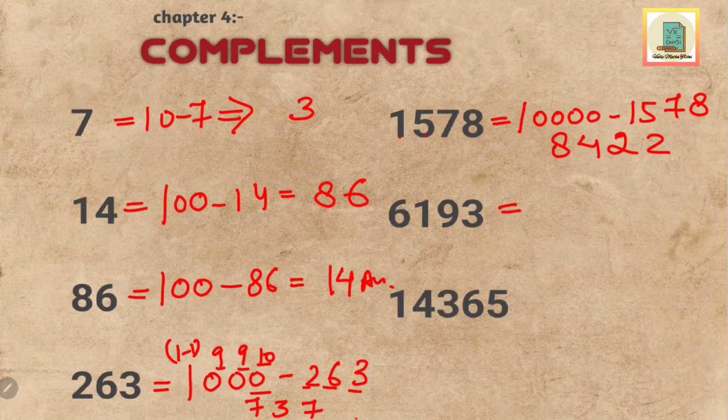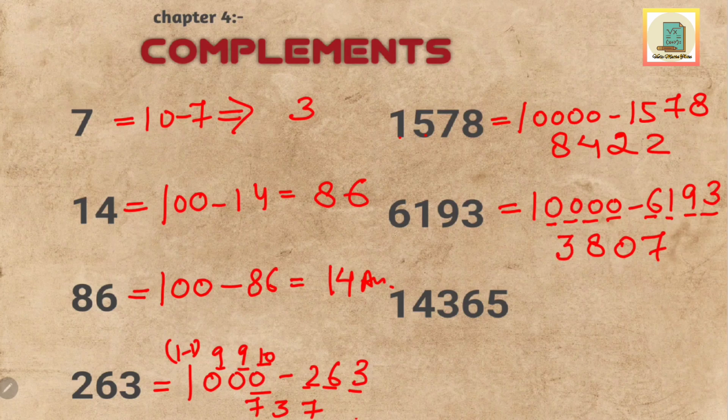Now let's find out the complement of 6193. The next primary base will be 10,000. So 10,000 minus 6193. Now 10 minus 3 gives you 7. 9 minus 9 gives you 0, 9 minus 1 gives you 8, and 9 minus 6 gives you 3. So 3807. So the complement of 6193 is 3807.